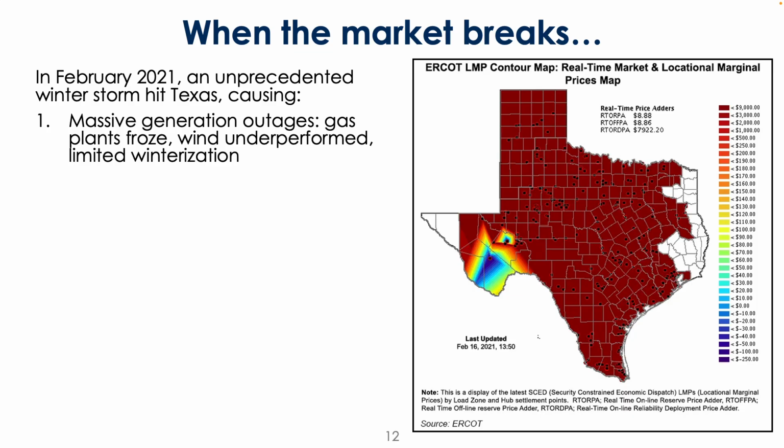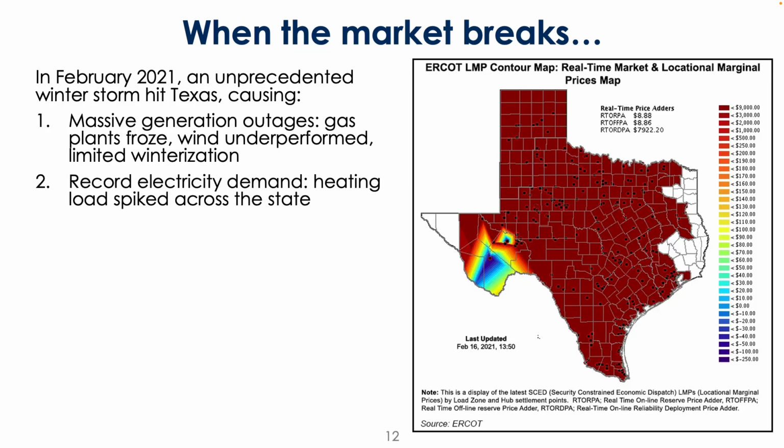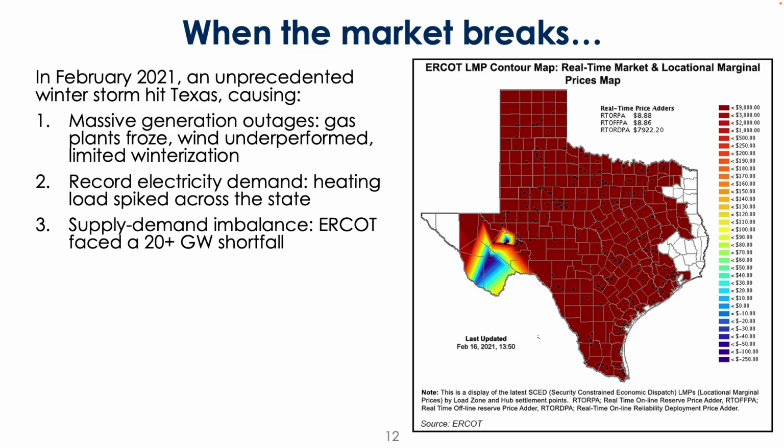In this particular winter storm, there were massive generation outages. A bunch of gas plants froze, a bunch of wind was underperforming, and there was record electricity demand. So on the supply side, they were screwed because a bunch of power plants went down. On the load side, they were screwed because a bunch of people were turning on heaters in the winter storm. So there was a huge imbalance, and ERCOT had a 20 plus gigawatt shortfall.